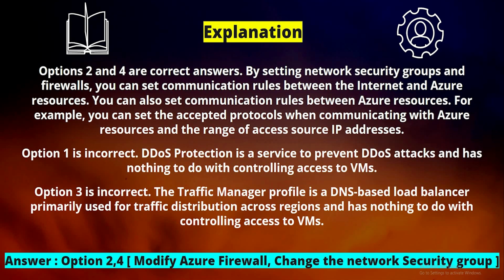Explanation. Options 2 and 4 are correct answers. By setting network security groups and firewalls, you can set communication rules between the internet and Azure resources. You can also set communication rules between Azure resources. For example, you can set the accepted protocols when communicating with Azure resources and the range of access source IP addresses. Option 1 is incorrect.